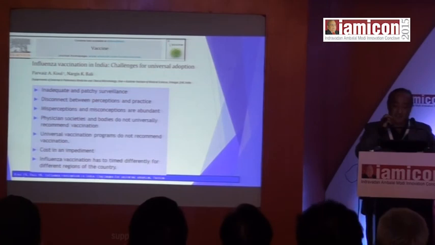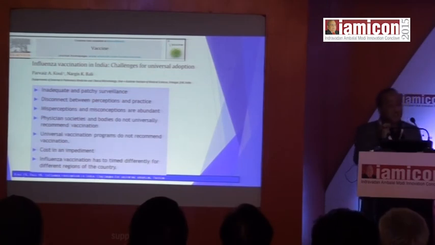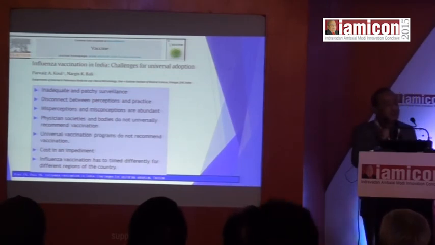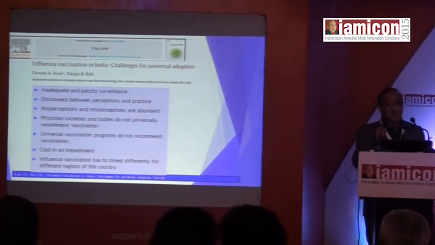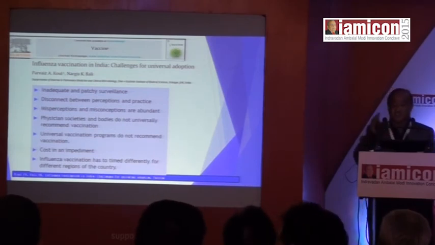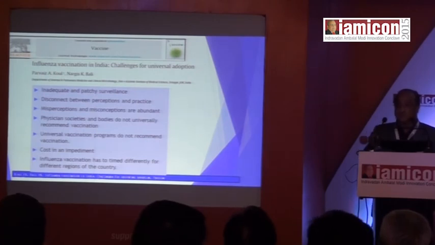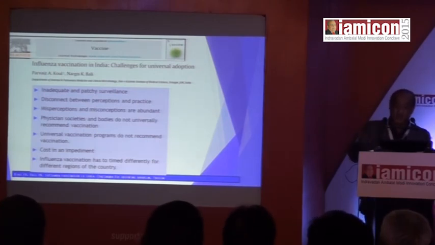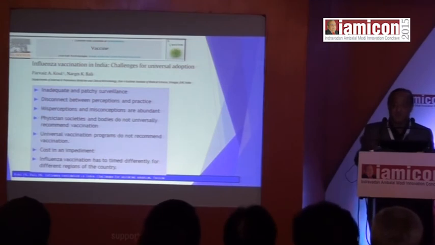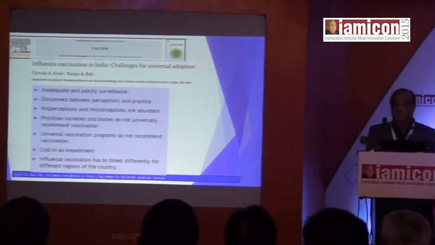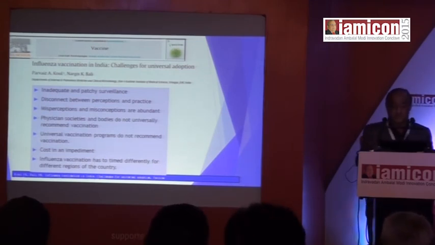So I would end by showing these influenza vaccination challenges for universal adoption that came up a couple of months back in the journal Vaccine. In India, the challenges are that there's an inadequate and patchy surveillance. We don't have good surveillance data. There's a disconnect between the perceptions and practices of healthcare workers, especially doctors. They believe something, practice differently. There are misperceptions and misconceptions about the safety and efficacy of influenza vaccine.